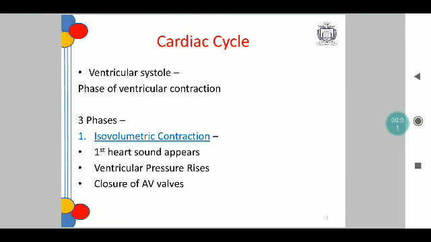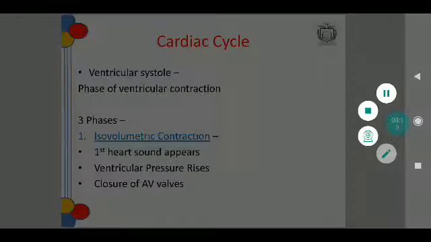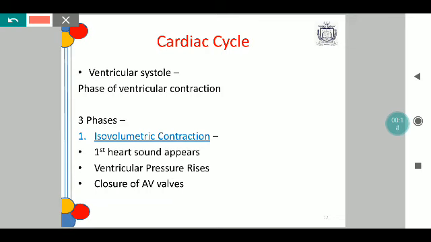Moving on, if you consider the ventricular systole, like I mentioned, ventricular systole is a phase of ventricular contraction. In this phase of ventricular systole itself, we have three subphases. The first is isovolumetric contraction. The name itself suggests isovolumetric, implying that volume remains constant. Now in this phase, the first heart sound appears. There is a rise in the ventricular pressure and there is a closure of the AV valve also.